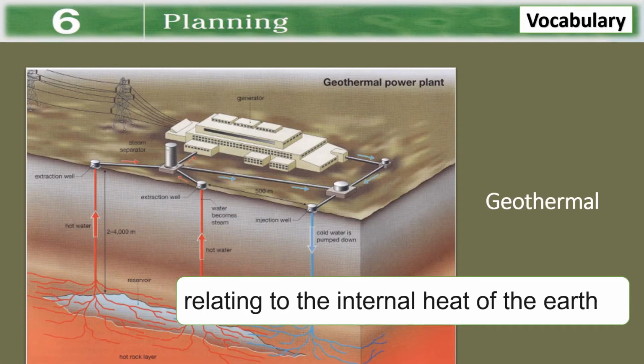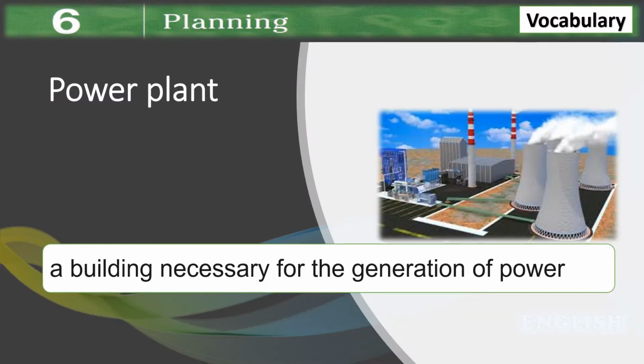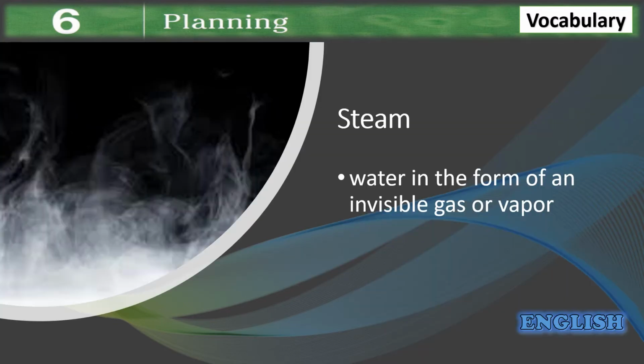Dear students, let's begin our lesson now with discussing the important words that we need in our lesson for today. The first word is geothermal, which is relating to the internal heat of the earth. Word number 2, we have power plant, which means a building necessary for the generation of power. Number 3, the word steam. Steam is the water in the form of an invisible gas or vapor.